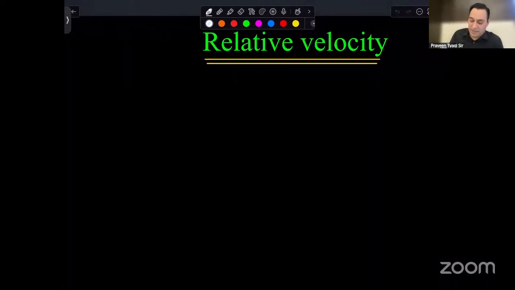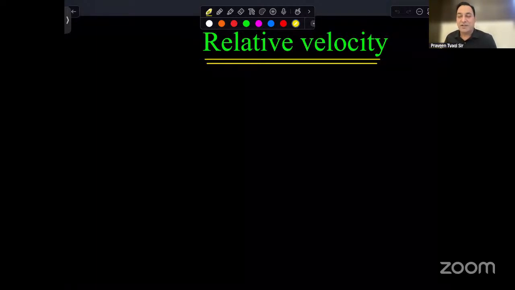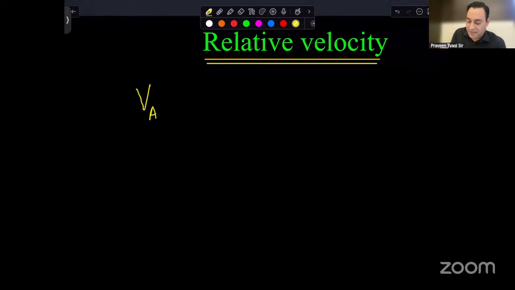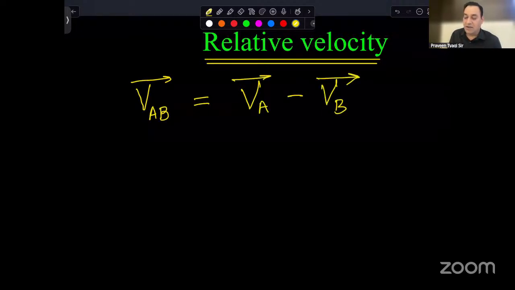Relative velocity. So this is a very, very one-line chapter. And you must have seen a lot of questions which trouble you and children feel challenged. Relative velocity is just this much. Just see this. Velocity of A as observed by B is equal to VA minus VB. This is relative velocity, the full chapter.